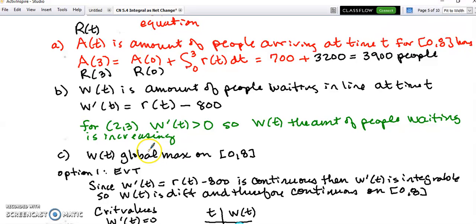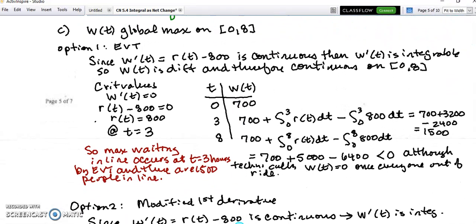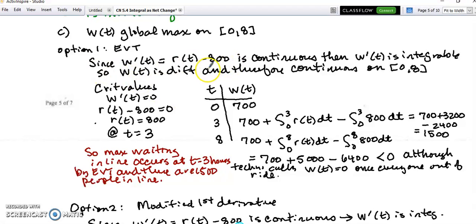Now, there are two options for doing the global max on W of t for 0 to 8. Now, I'm going to tell you, I didn't really like the EVT option for this, and I'll show you why when I wrote it up. The beginning part's the same. I need W of t to be continuous. So the derivative, which was equal to this, is continuous because R of t is continuous by looking at the graph. 800 is a constant. W prime of t is then integrable, which means W of t is differentiable, and therefore W of t is continuous. Probably should have said W of t there.